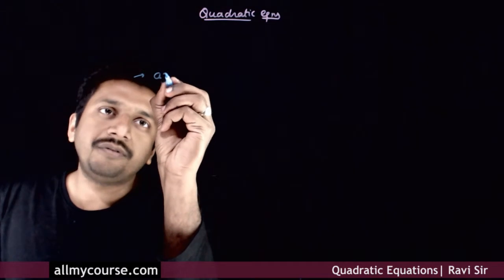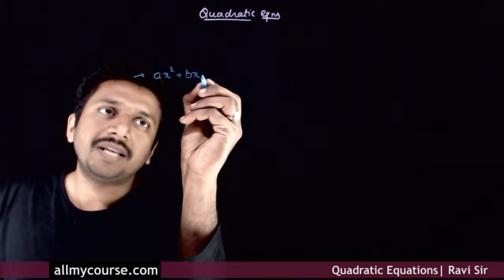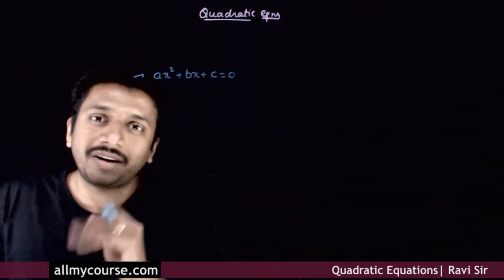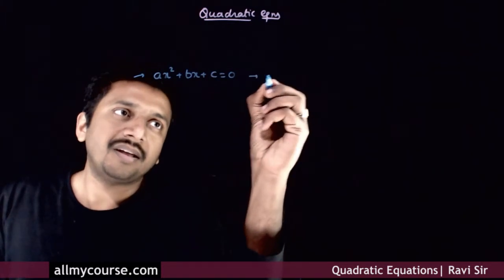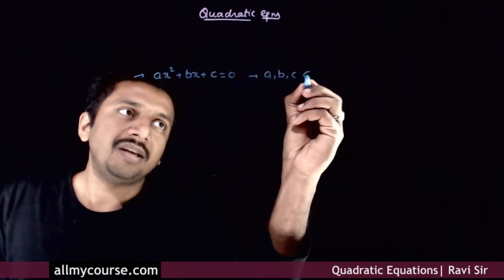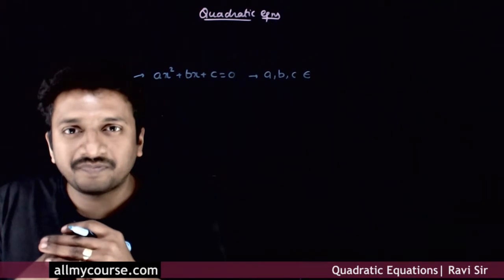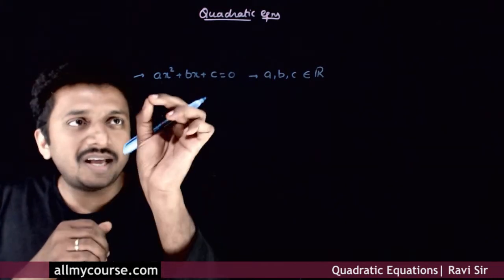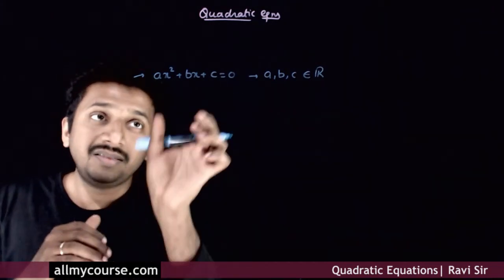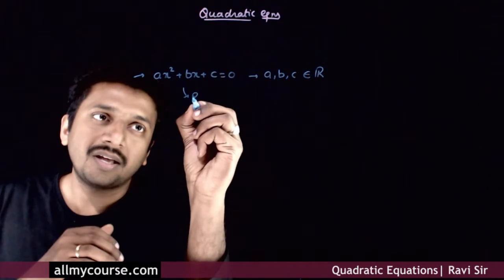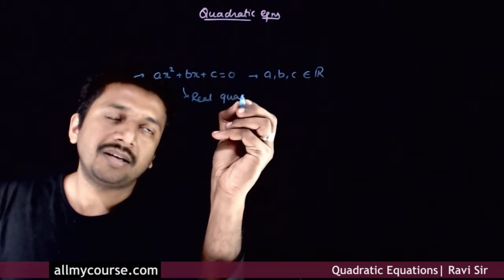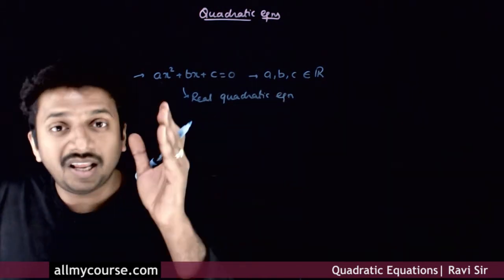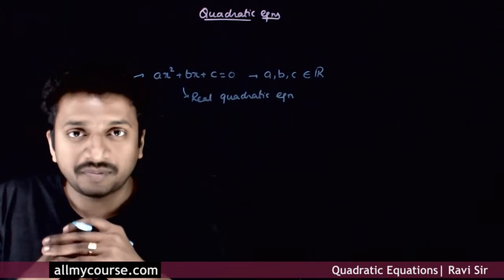An equation of the form ax² + bx + c = 0 is called a quadratic equation, where a, b, c belong to some number system. So if a, b, c belong to real numbers, this quadratic equation is called a real quadratic equation. Unless otherwise specified, we deal with real quadratic equations in this chapter.